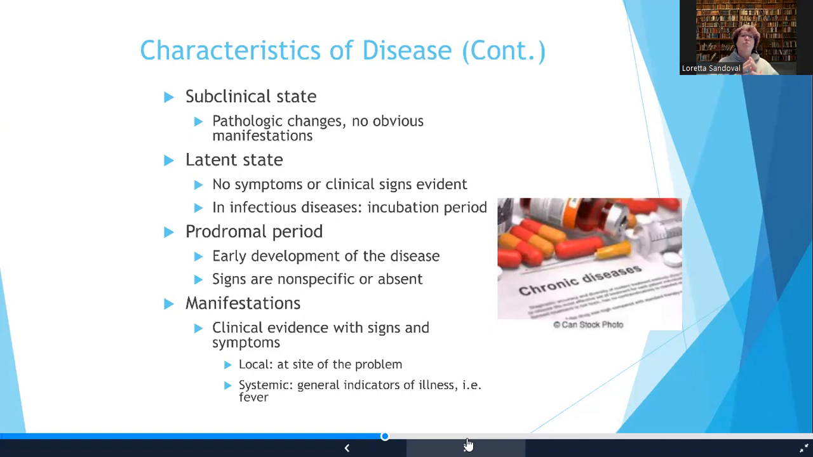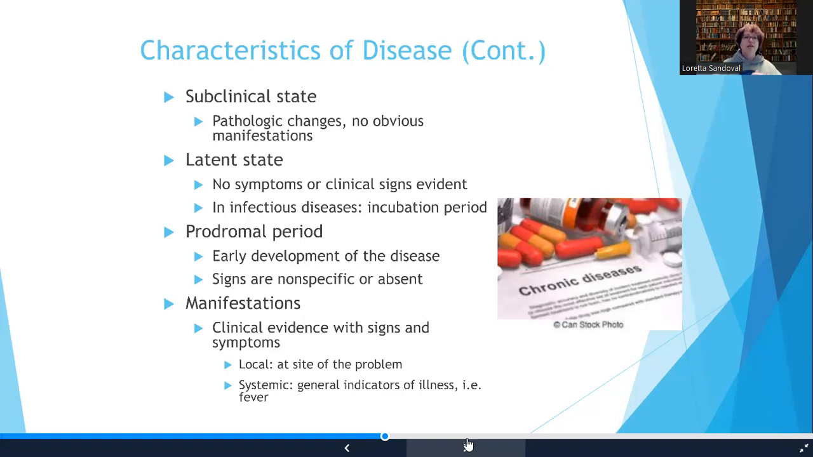The prodromal period is the early development of the disease. You have either non-specific signs or absent. That's sort of like one of those days when you just don't feel right. You're like, I don't feel sick, but I don't feel well either. So sometimes people who are very aware of their health status can sense this prodromal period. They go, I feel like I've got something coming on.